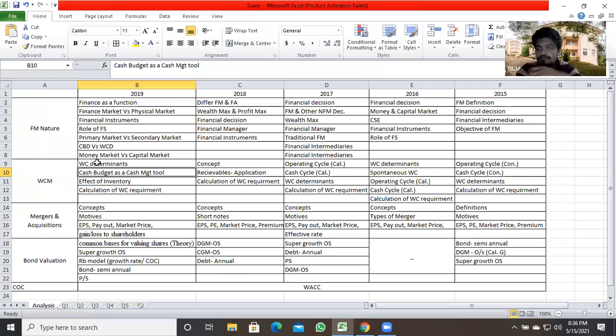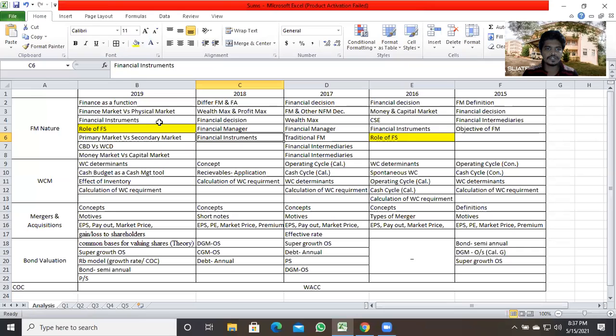So within this period, please go through at least these basics. They always ask about finance as a function, and the difference between financial management and finance. Those things you can identify now. Financial decisions, each and every year most of the things have been asked. Objectives, role of financial management. Role of financial management was asked in 2019, and in 2016 also it was asked. So you can identify some trend.